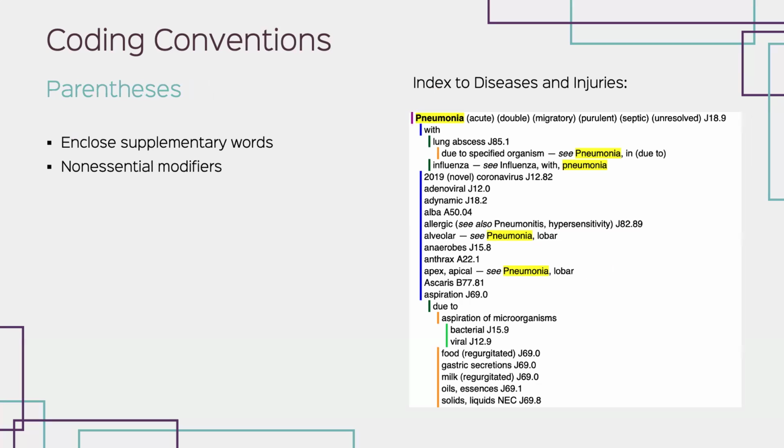Your parentheses in your index, these are going to enclose supplementary words. They're also known as non-essential modifiers. So if a provider were to tell us that they have migratory pneumonia, then we would look up pneumonia, and because migratory is in parentheses, then we would just use that line because all of our terms are located there.